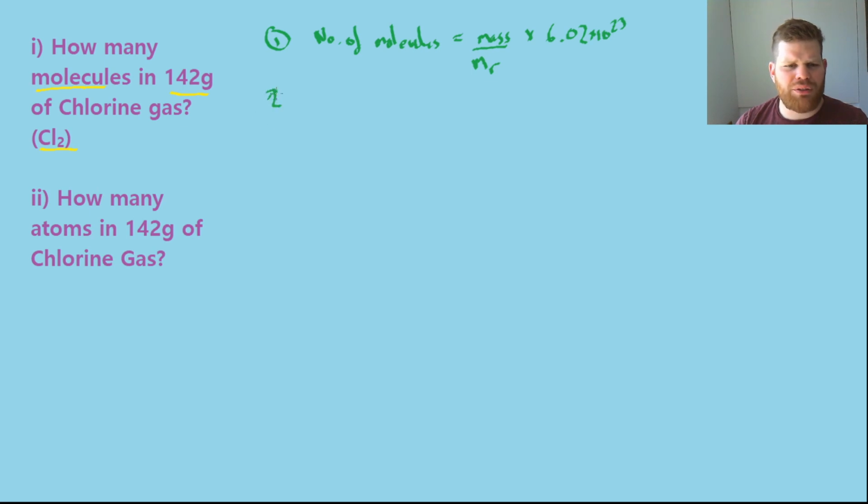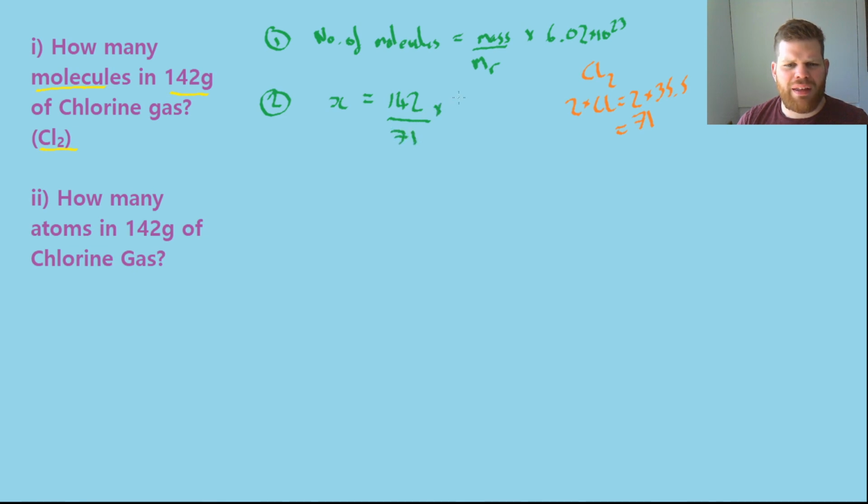So step number 2, let's fill in some of our gaps. I'm going to use X for my first bit. We've got mass and Mr. The mass is going to be 142. Now our molecular mass, what we've got to remember here is because we've got a molecule, we need to combine the two. So we've got Cl2, which means that we've got 2 lots of chlorine, which means 2 multiplied by 35.5, which is going to equal 71. So our Mr here is 71.